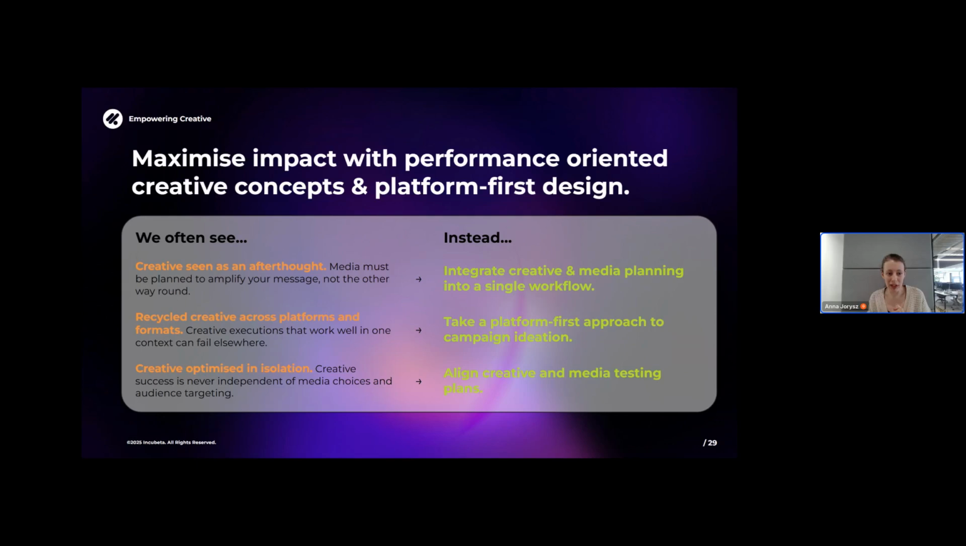Again, we see a lot of recycled creative. We see TV being used for YouTube. We see YouTube ads being cut up for display. It really is important to treat them as creative projects in their own right, and take that platform first approach. And finally, making sure you're not optimizing in isolation. The creative and the media do work hand in hand. They need to be working towards the same goals. And they need to be optimized in tandem as well.